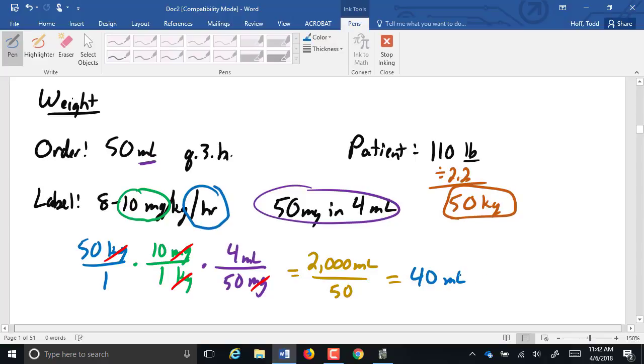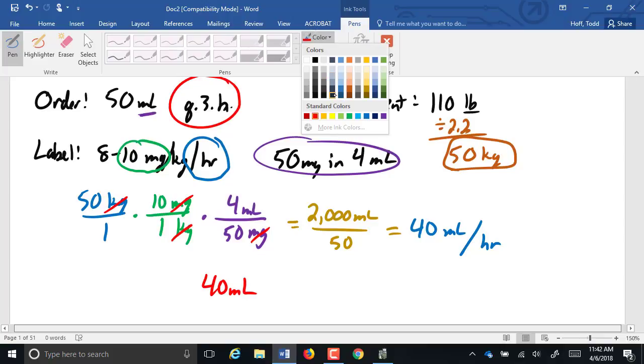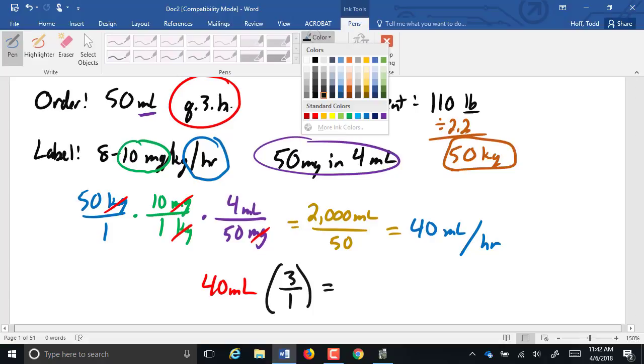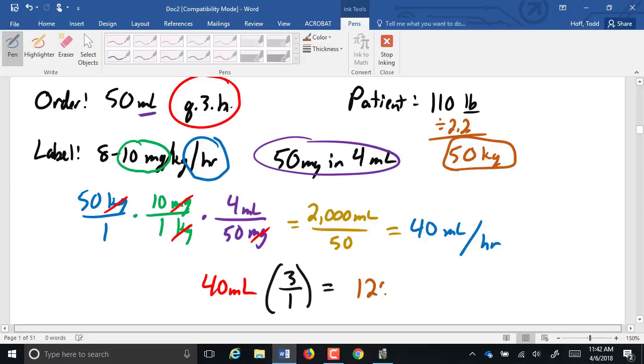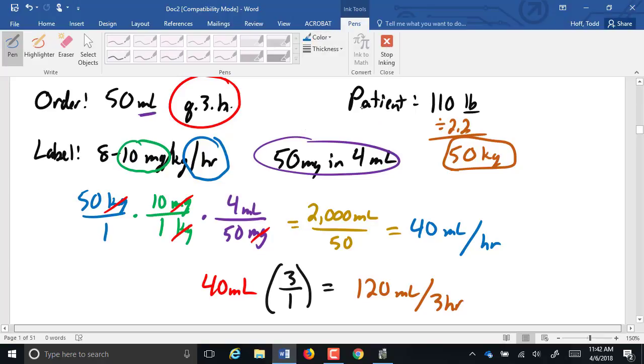Now that is 40 milliliters. We have to look at our time. That is per hour. This up here was per 3 hours. So let's titrate that. Our 40 milliliters, we have it calculated as per 1 hour. We want to change it to per 3 hours. And yes, I do realize you could have just multiplied that by 3. Gives us 120 milliliters per 3 hours. That's our max dosage on the 3-hour spread.